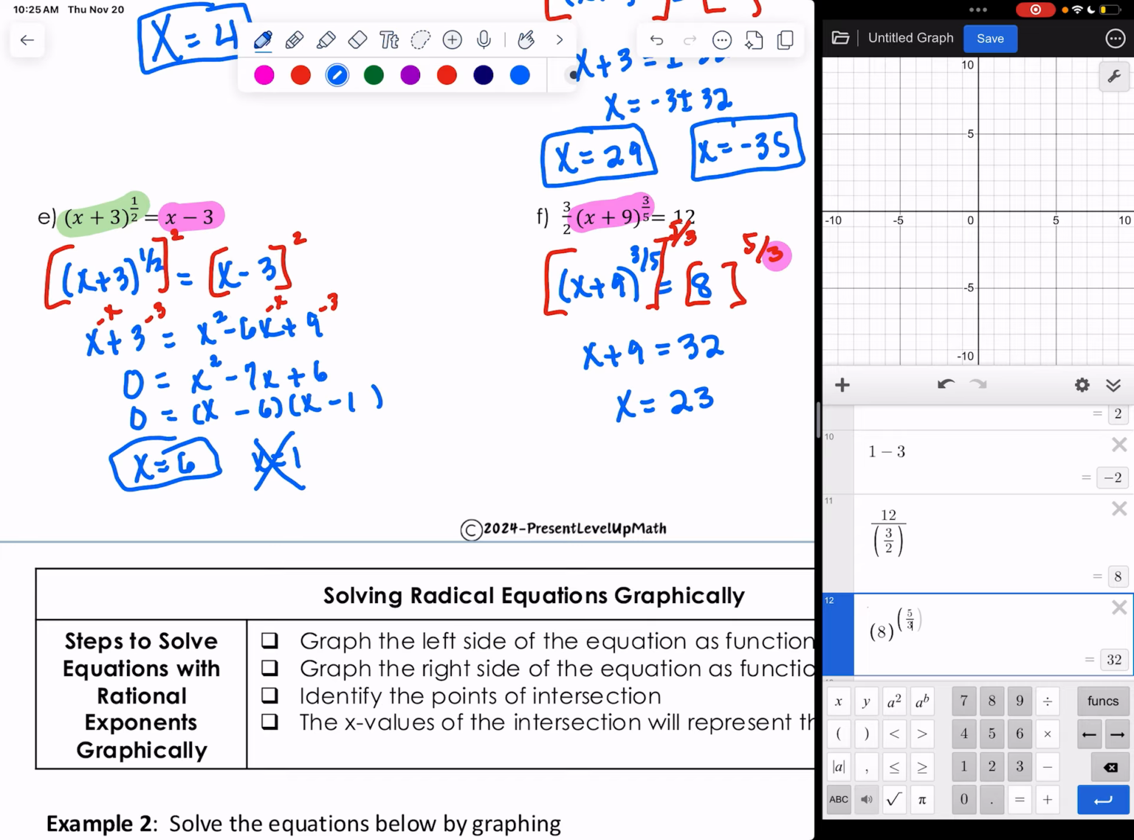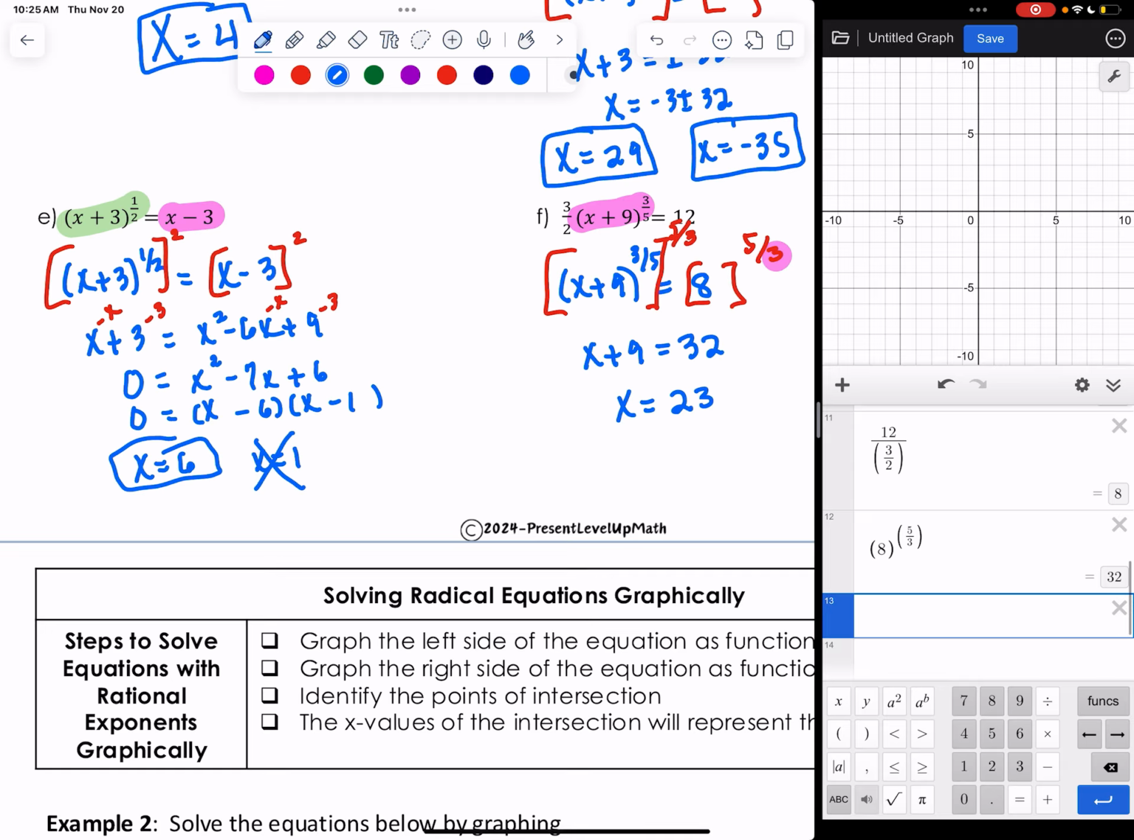Now we're going to check our solution. So 3 over 2 times parenthesis. Instead of x plus 9, I'll put 23 plus 9. And I want to raise that to the 3/5 power. And I get 12, and that's what we were supposed to get. So this would be a solution to our equation.